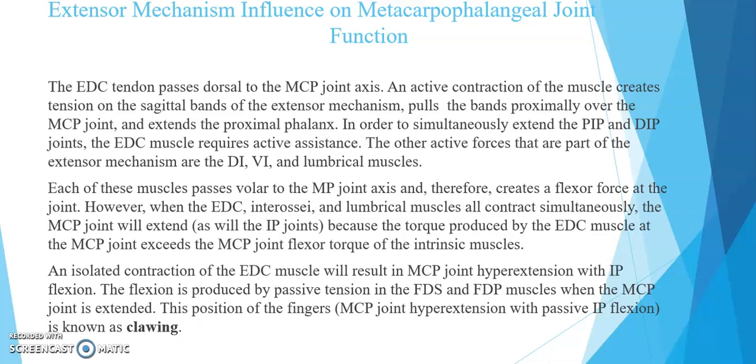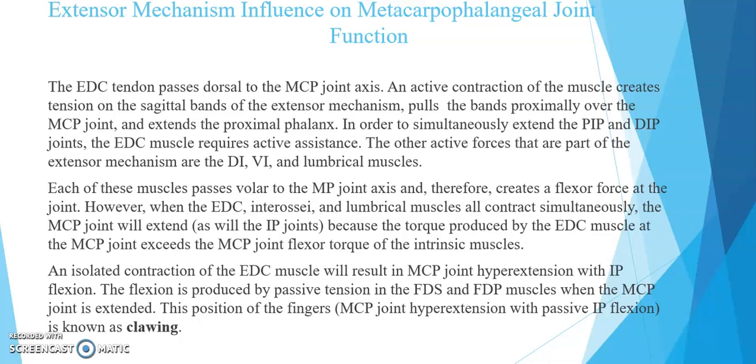The EDC muscle requires assistance from whom? Already we understood: DIVI, that is dorsal interossei, volar interossei, and lumbrical muscles. So when these muscles contract together, they assist, and then the strong extension of the PIP and DIP also happens. So the MCP joint also extends. Here they have a major role in MCP joint extension.